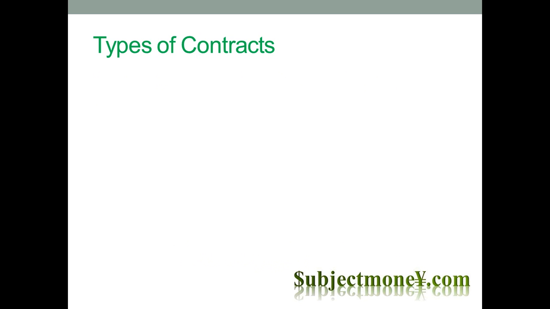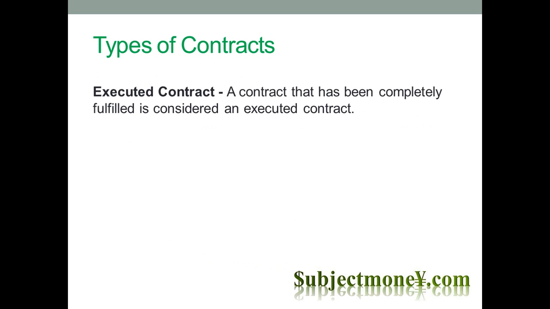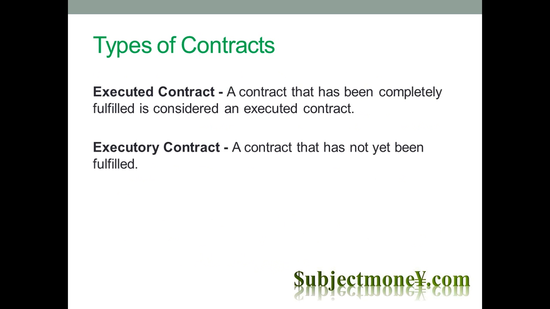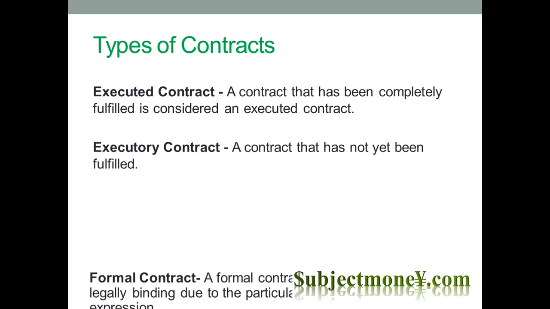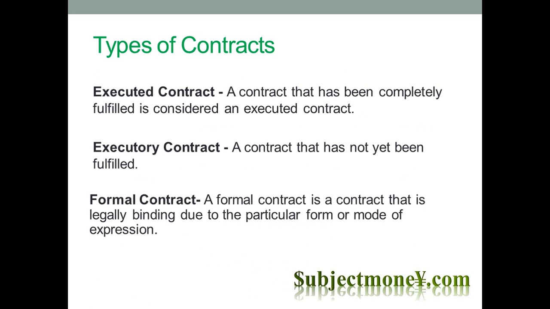A contract that has been completely fulfilled is considered an executed contract, whereas a contract that has not yet been fulfilled is called an executory contract. A formal contract is a contract that is legally binding due to the particular form or mode of expression. All other contracts are considered informal contracts.